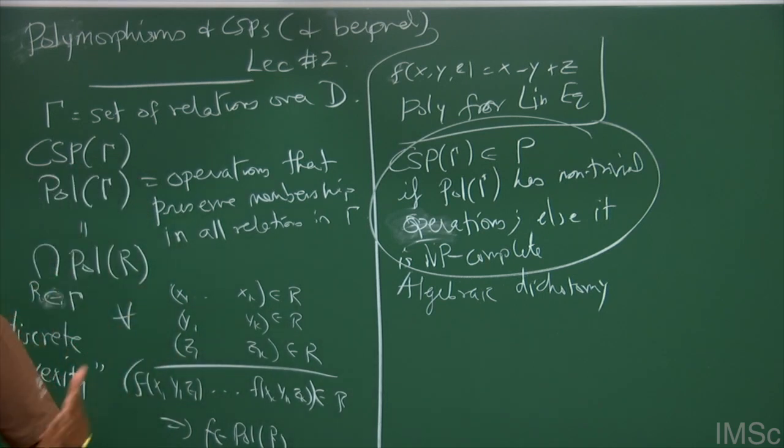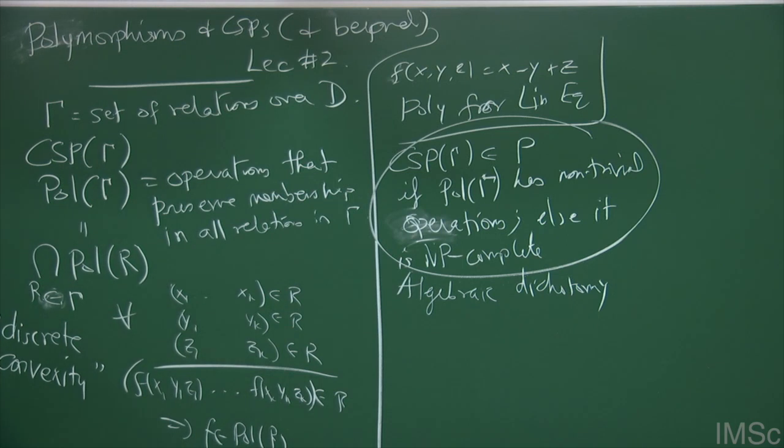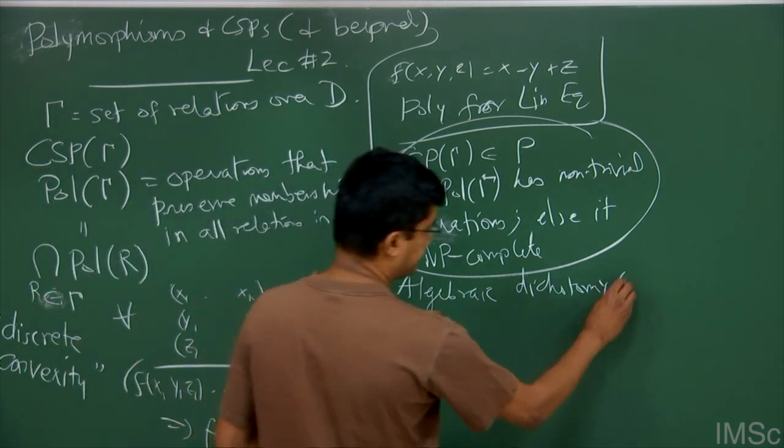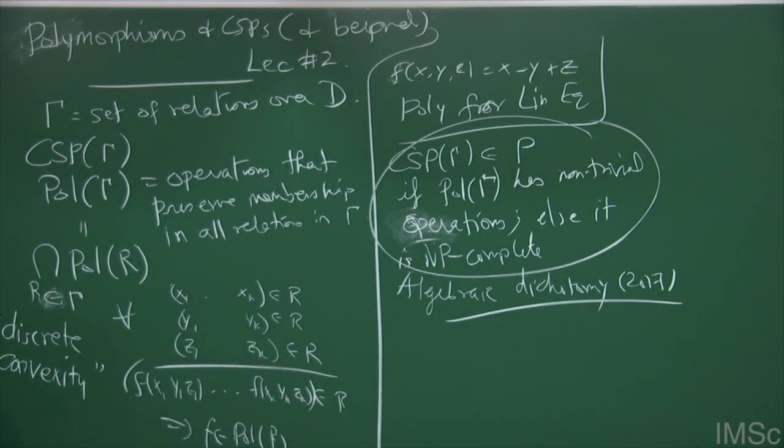The dichotomy conjecture itself was late 90s. The algebraic version, which pinpointed the boundary between tractable and intractable as a property of the polymorphisms, was formulated in mid 2004, 2005, and then 12 years later it was established. So as of last year, this is now a theorem. Okay, so all that is good.